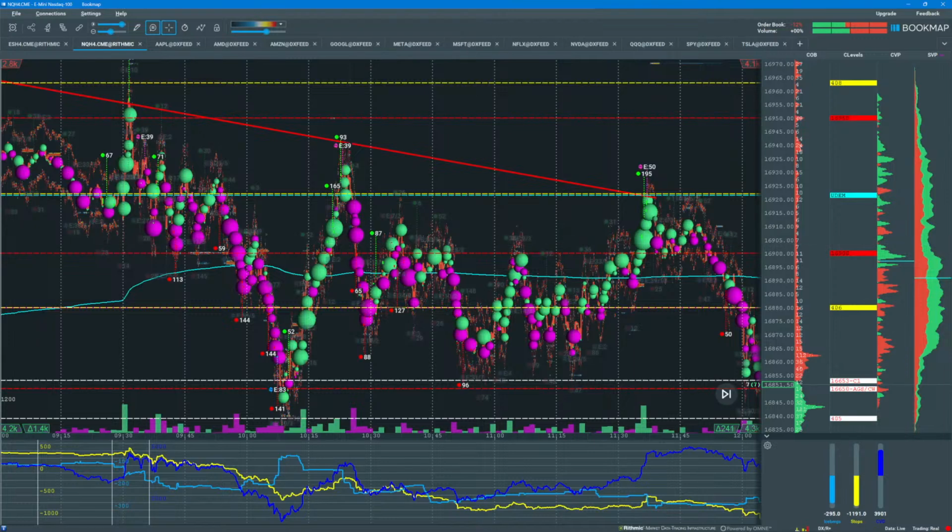All right, short setup from the open. NASDAQ made a series of lower highs. There's 950 entry at the upper daily expected move. You can see the shift in order flow with each of these lower highs. Aggressive buyers on the way up, aggressive sellers on the way down.